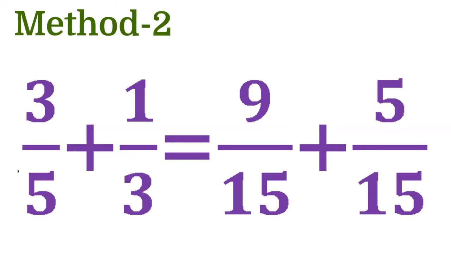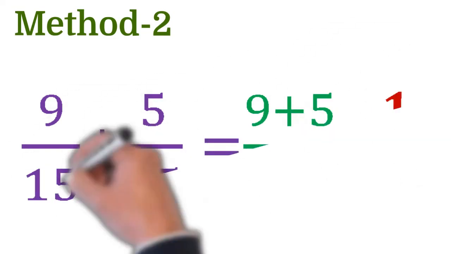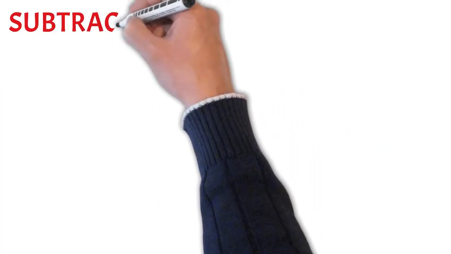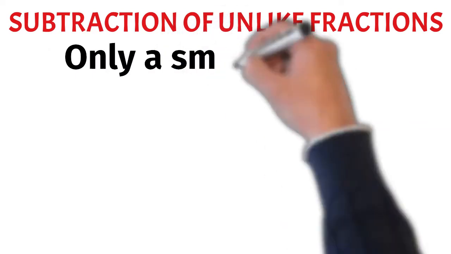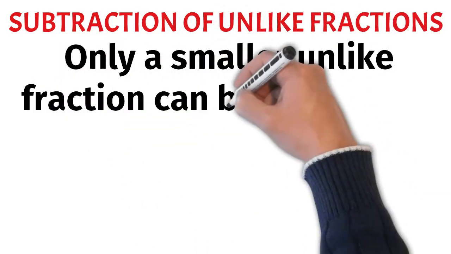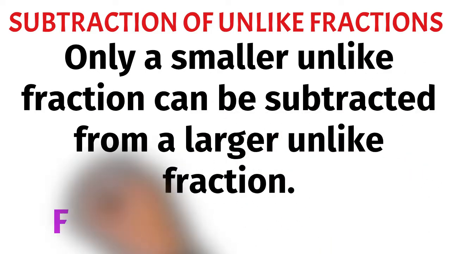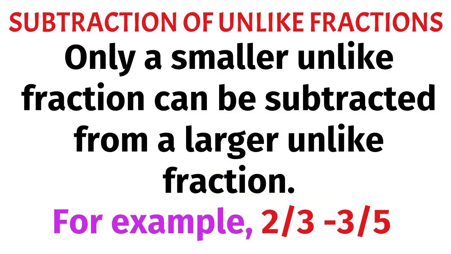Next, let's add them applying the method to add like fractions. That is 9 by 15 plus 5 by 15 equal to 9 plus 5 divided by 15. That is equal to 14 by 15. Now, subtraction of unlike fractions. Note that only a smaller unlike fraction can be subtracted from a larger unlike fraction. For example, 2 by 3 minus 3 by 5.